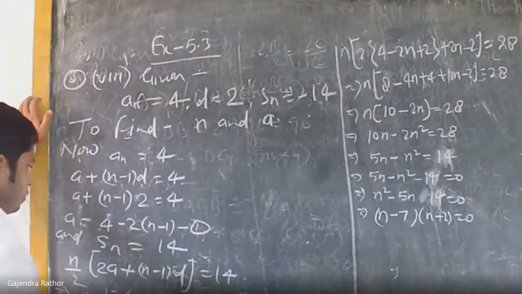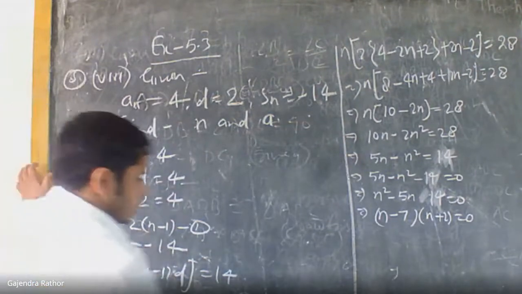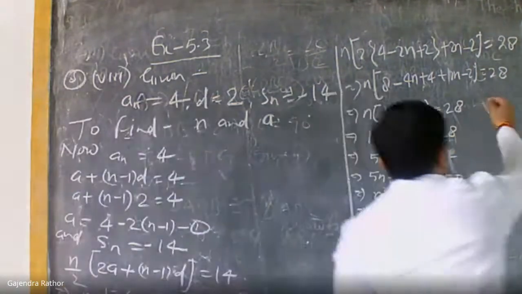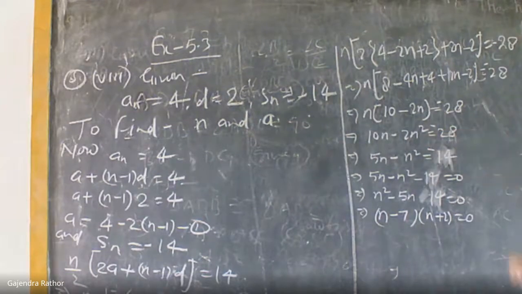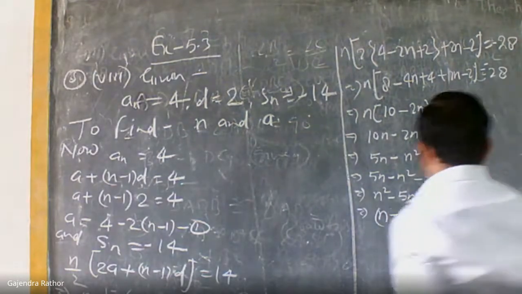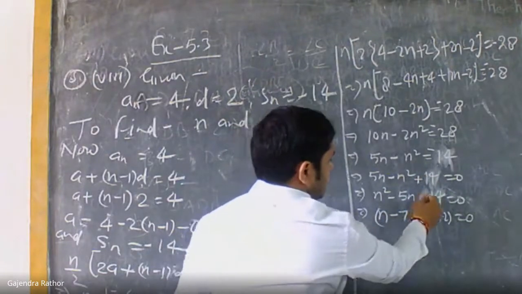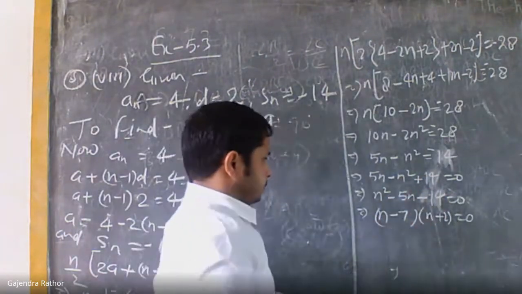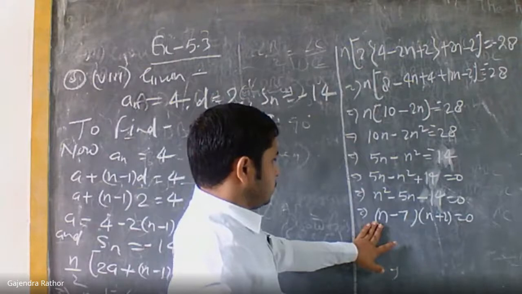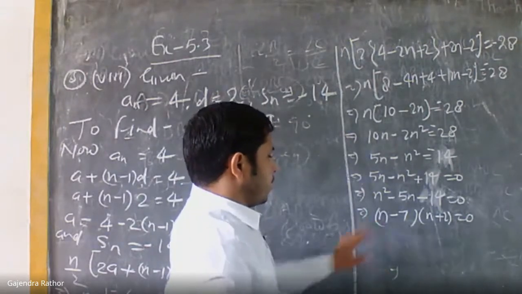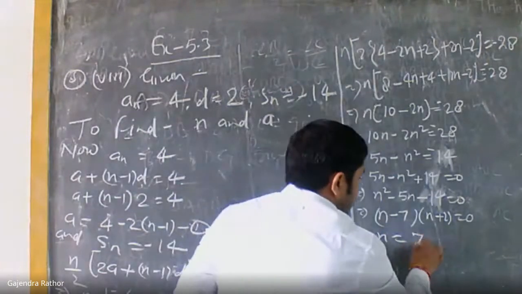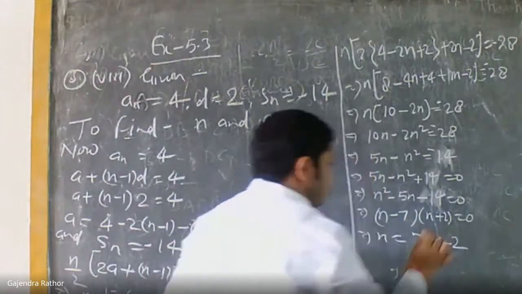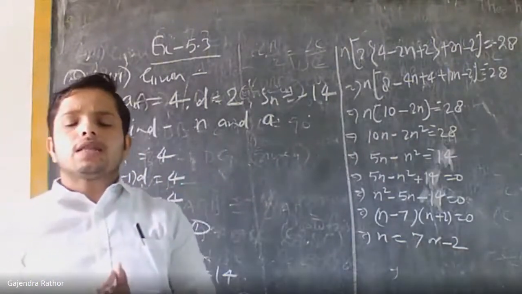Sn is negative. Here is minus, here is minus, this also minus. Now this becomes plus after multiplying, this is minus. And here minus 14. Okay, now it is correct. So n is equal to, we got two values, plus 7 or minus 2.